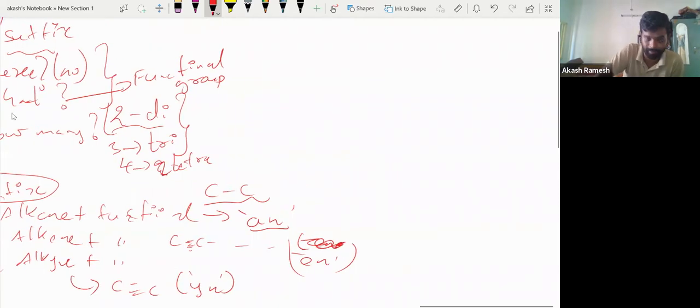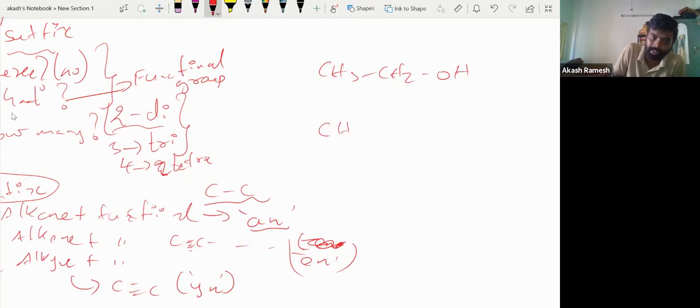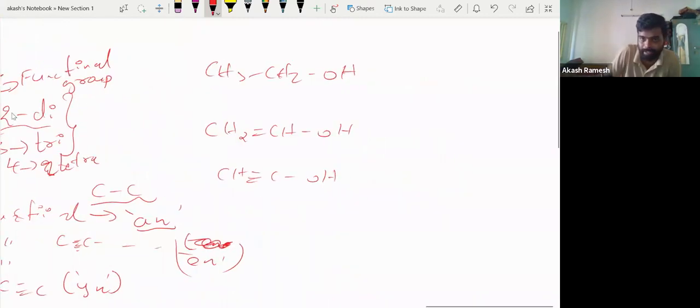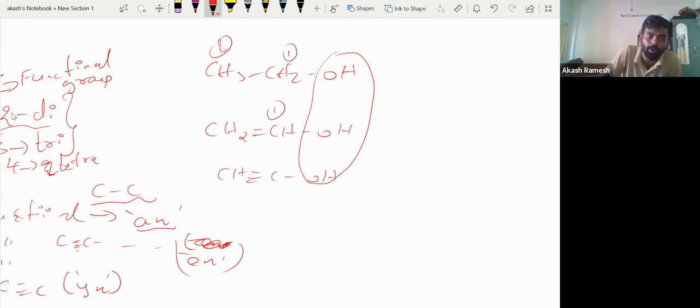Look at this. Say I have CH3CH2OH. Now let me write CH2=CH–OH, and CH≡C–OH. I have all these three. All of them are going to end with -ol, because OH in all these cases is the maximum priority functional group, so it has to end with OL. And obviously, you will start numbering from the carbon atom which has the functional group: 1, 2, 1, 2, 1, 2.